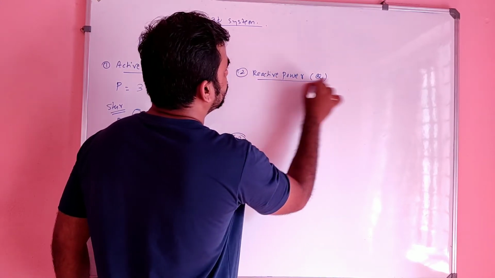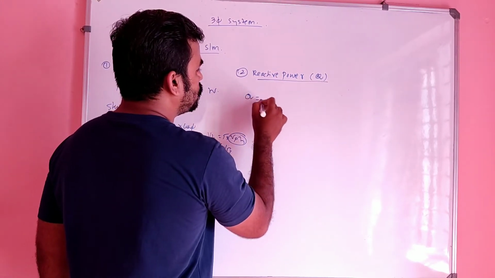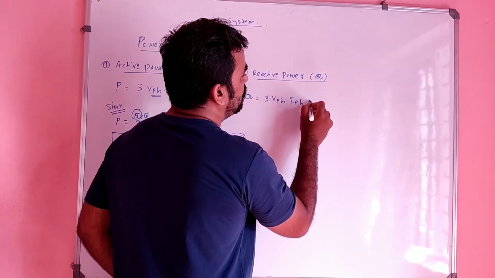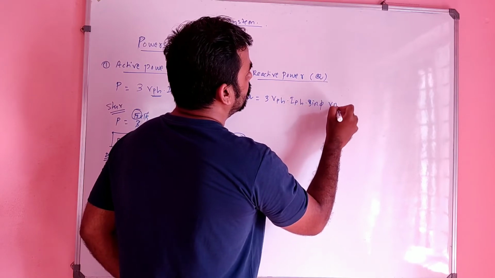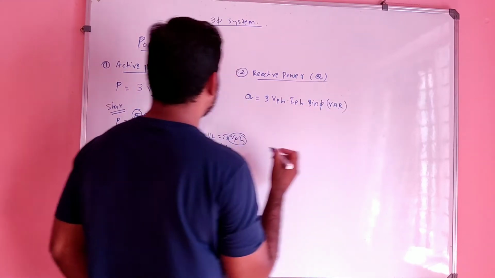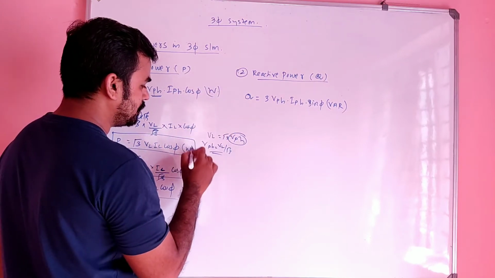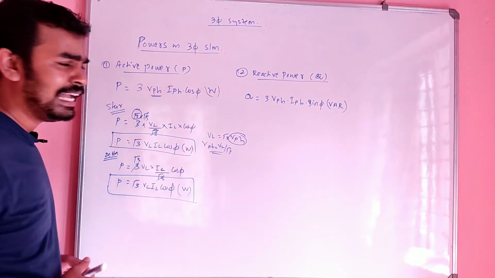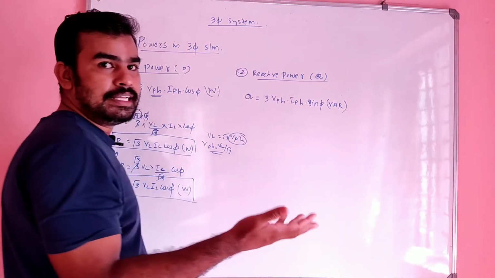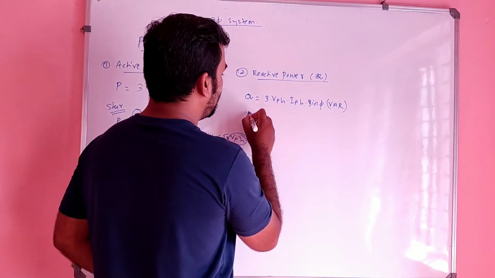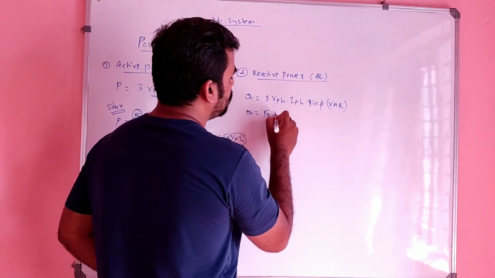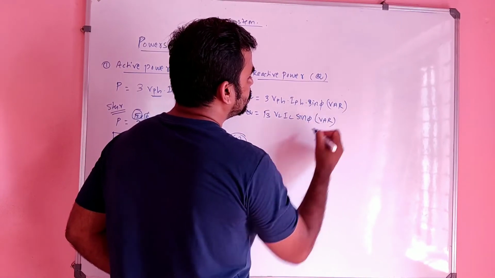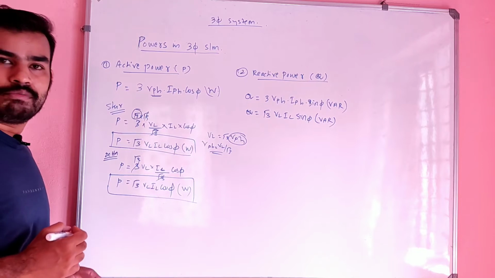It is nothing but Q. Reactive power Q is equal to, similarly, 3 into V phase into I phase into sin phi, with the unit VAR, that is the volt ampere reactive. The earlier one is in watts, and this one is in volt ampere reactive. If you convert this into line quantities, either in star or in delta, we have Q is equal to root 3 into VL IL sin phi, in VAR. Same. So that is the equation for reactive power.